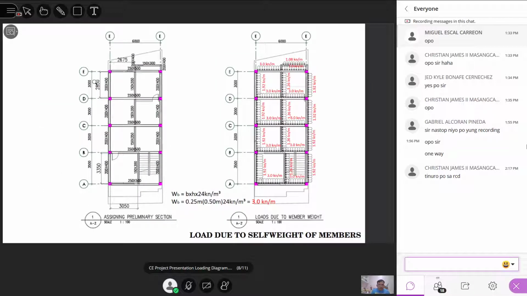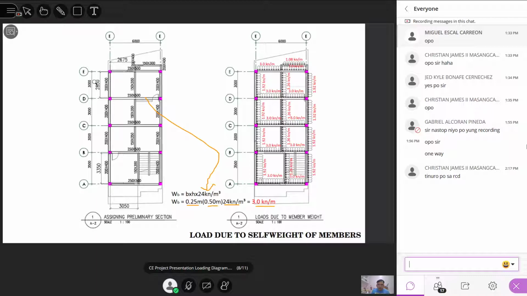So, after which, we need to assume the self-weight of each member. Like for instance, we consider the following section. This is 150 by 300. This is 150 by 350. But the main girder, since that is approximately equal to 6 meters, so that is 250 by 500. Mahaba kasi yan, 250 by 500. And then we calculate the equivalent self-weight. So that is B times H times 24 kilonewton per cubic meter. Like for instance, you have now 0.25 and 0.5, the section of the girder here. Example times 24, that is 3 kilonewton per meter.